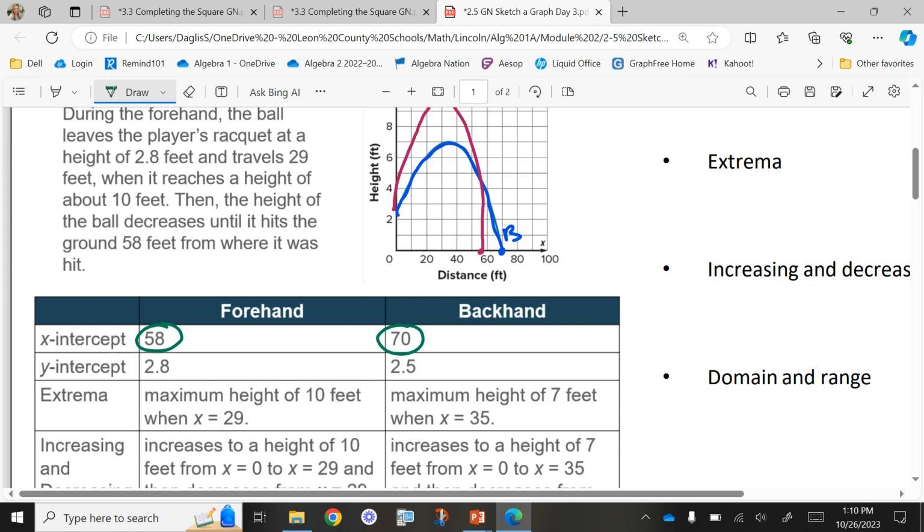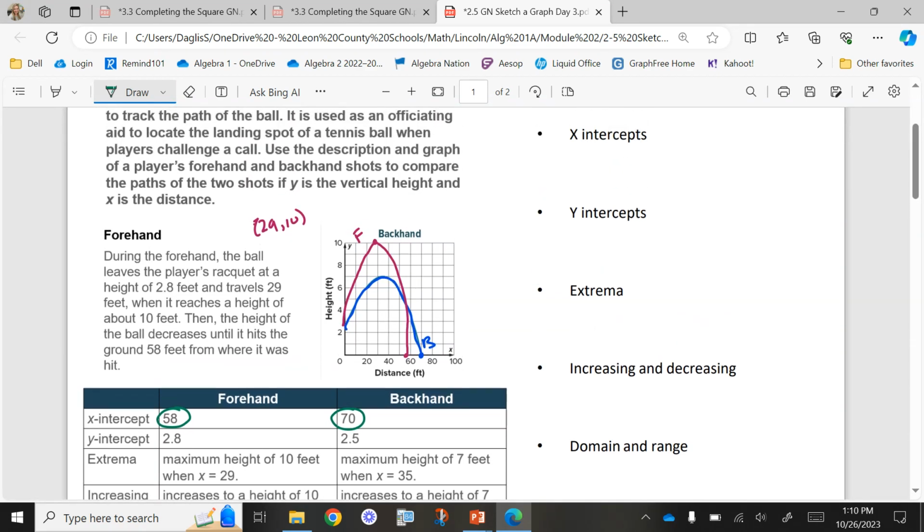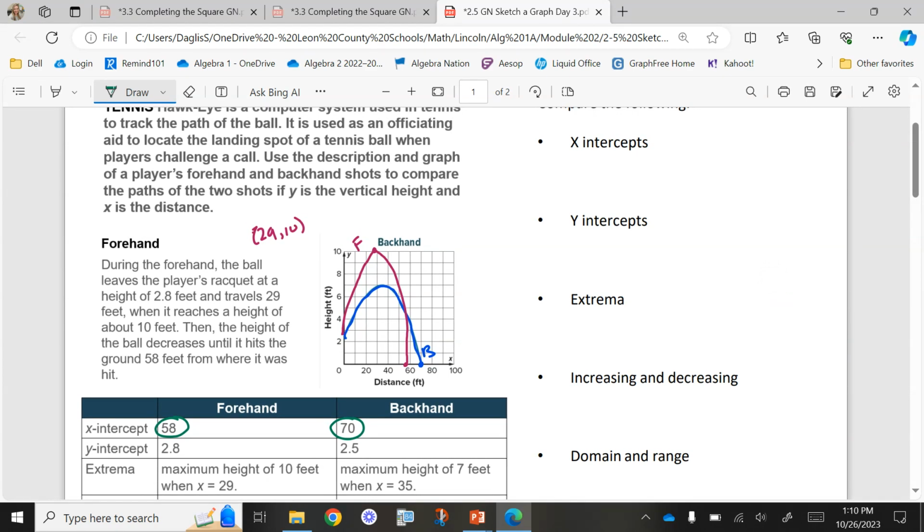Yeah, but you said it's right up there. I looked up there. I had seen 12. The difference between 58 and 70. The backhand went 70 feet away. Forehand went 58 feet away. So the backhand went 12 feet farther than hitting it forehand. Does that make sense? That's where the 12 is coming from. So that's what we're going to write for our comparison.